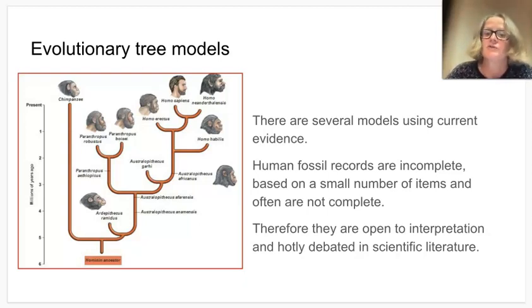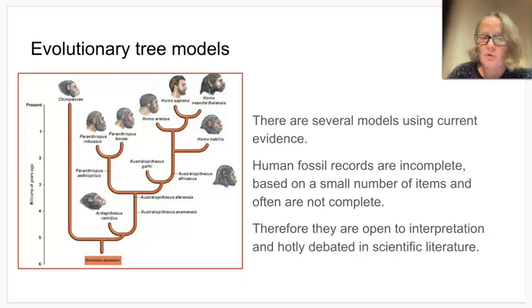There are actually lots of models. Even with all of the current evidence, there are still lots of different models, and this is because it's actually quite hard to make a definite decision on how things are related. The fossils we do have are very few in number. They are incomplete, so you rarely get a full fossil of a specimen.